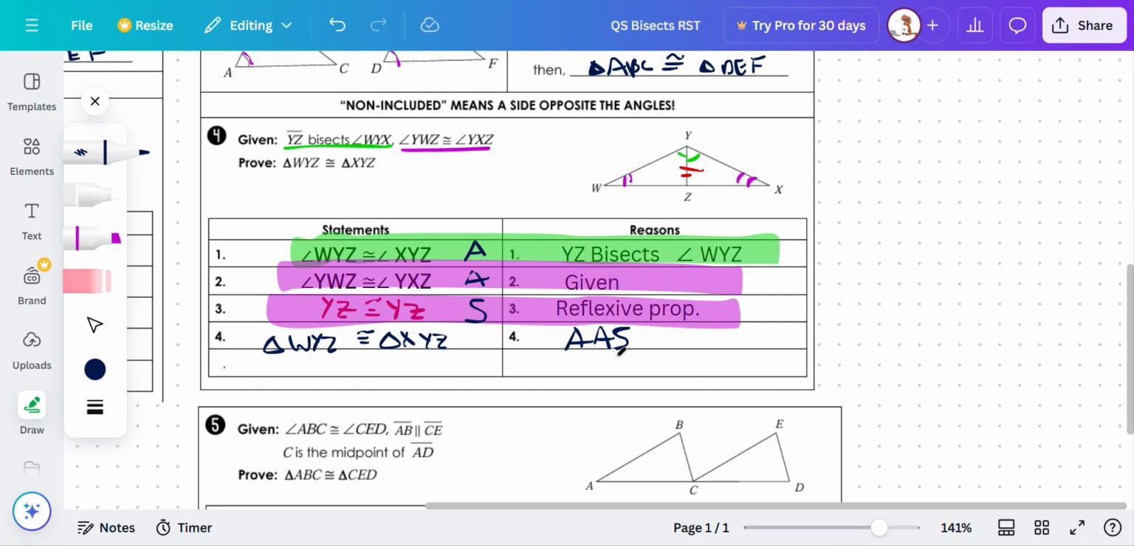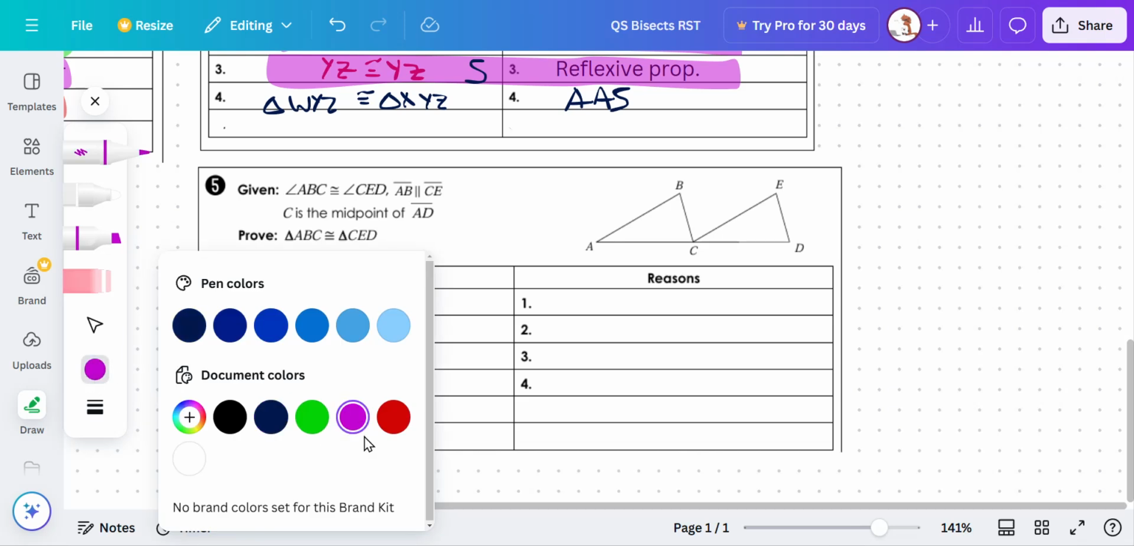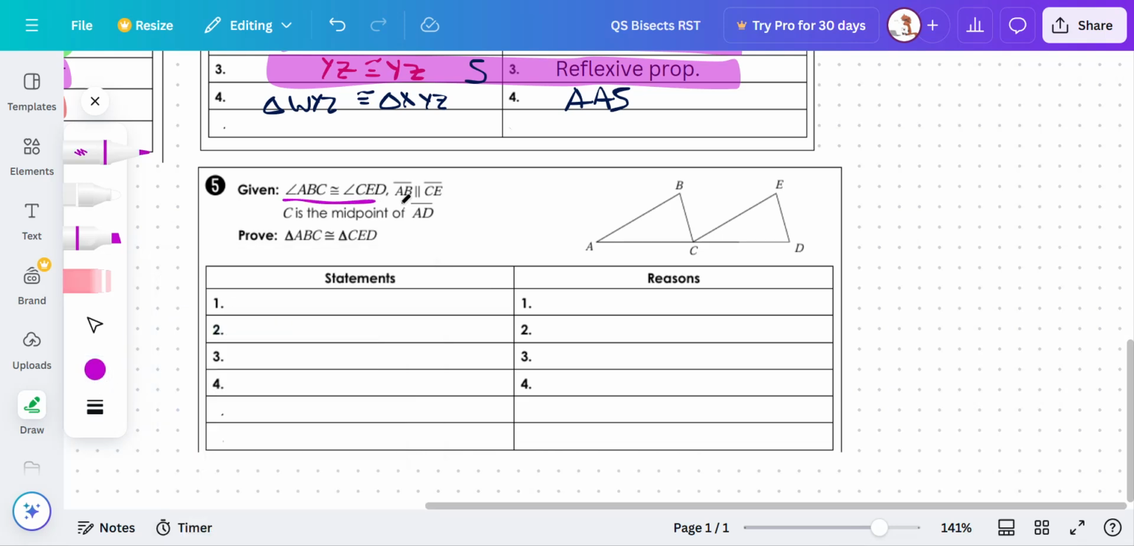All right, so we'll do one more just to kind of see an example. I'm going to use this one because they're using the parallel fact and that can throw some people off. So I'll get what I know to start off with and then we'll deal with this. So let's look at what we got. We have this as given.